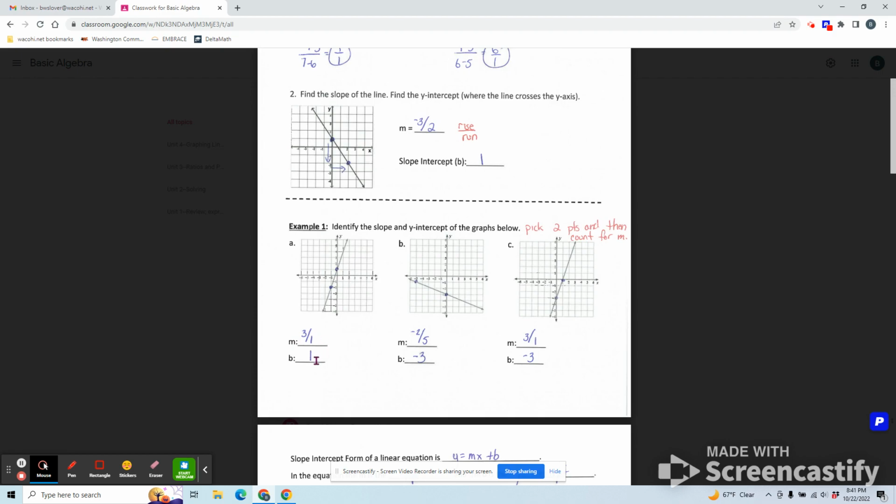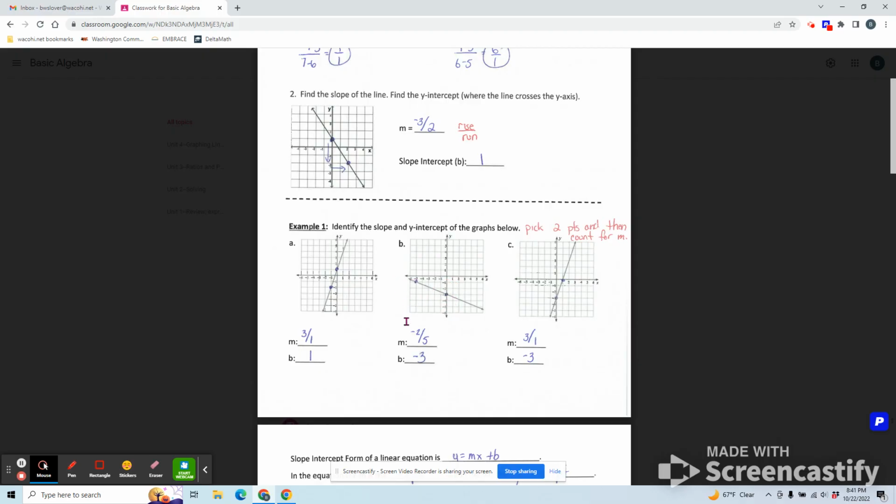My b, which is my y-intercept, is where it crosses the y-axis. So it crosses the y-axis right there at 1. And then b and c are very similar. Put 2 points on there, so I count. This time I had to go down 2 and then right 5 to get from this point to this point.